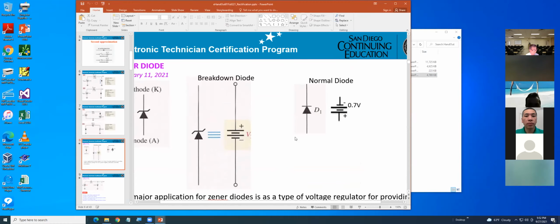Okay, so we have to say voltage divider. Okay, now we go into electronics. Last time we already talked about the Zener diode.